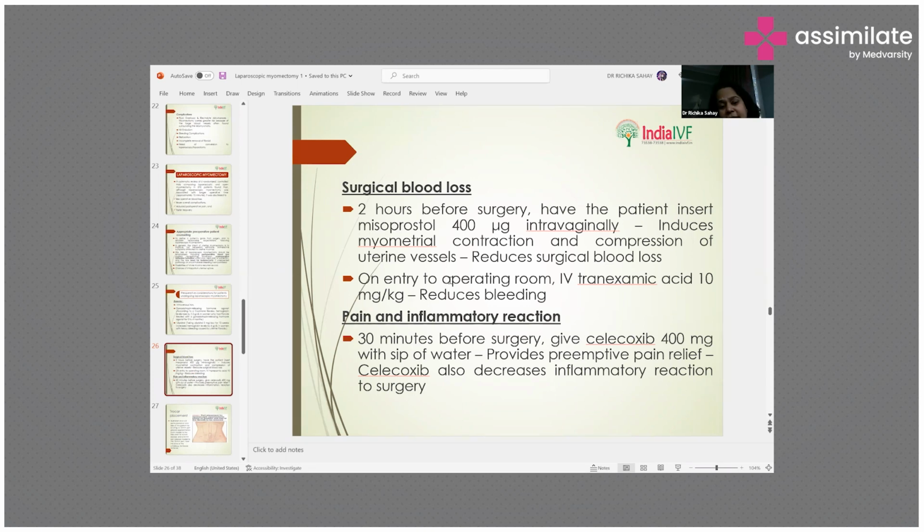Pain and inflammatory reaction. 30 minutes before surgery, give celecoxib 400 mg with a sip of water. It provides preemptive pain relief. Celecoxib also decreases the inflammatory reaction to surgery.